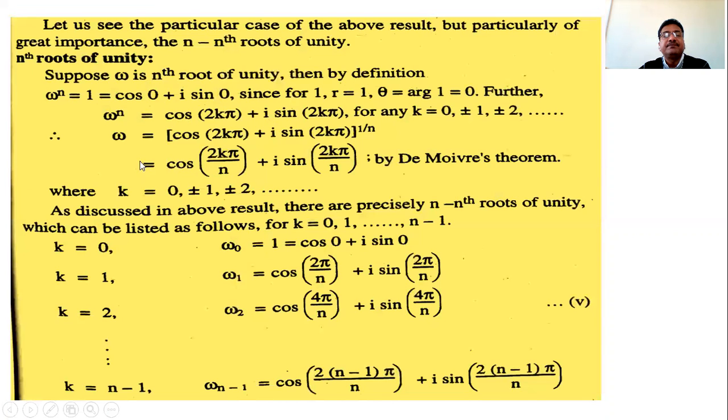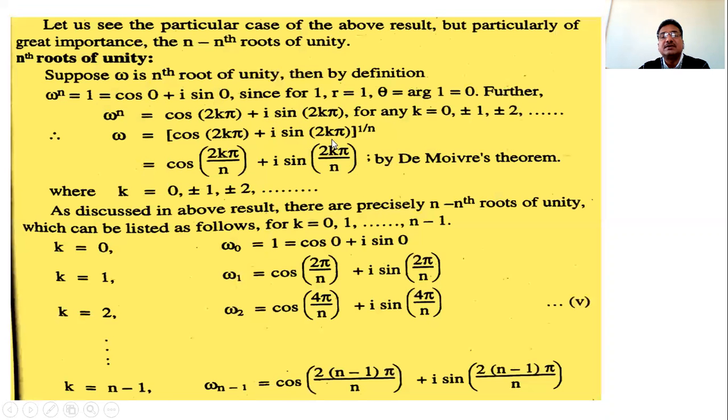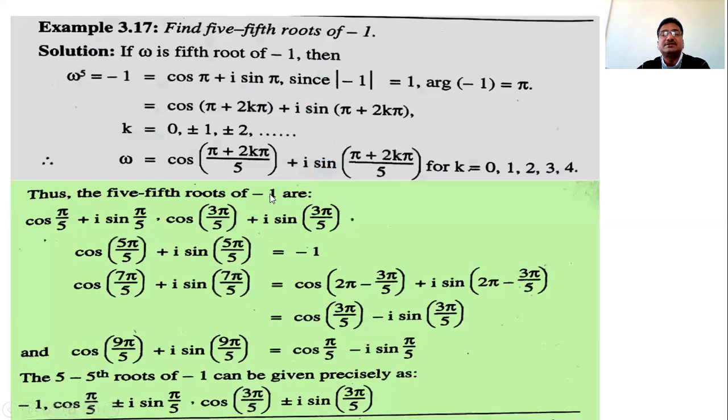So w is this. W is this bracket raised to 1 by n. So write this step at this stage: first w is equal to this bracket raised to 1 by 5, and then apply De Moivre's theorem. We have this step, and then substitute k as 0, 1, 2, 3 and 4. We get 5 values of this w, and those are the 5 fifth roots of minus 1.